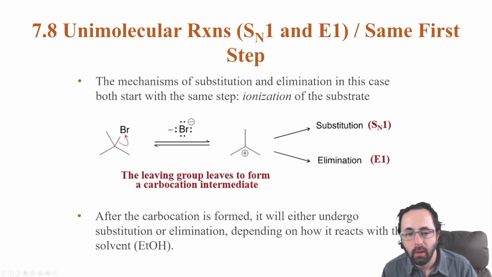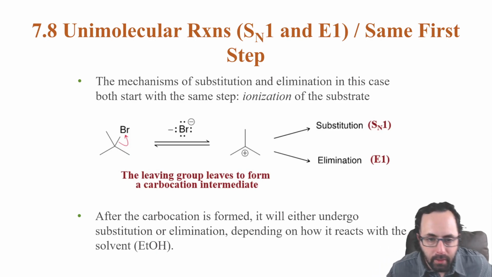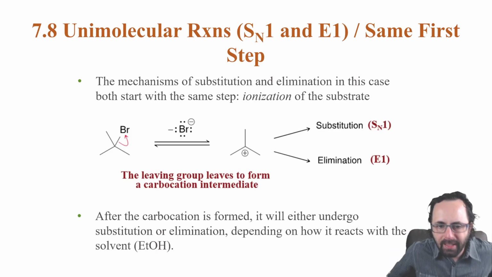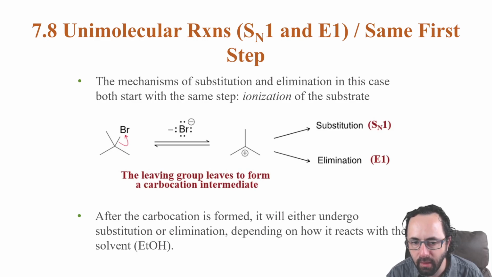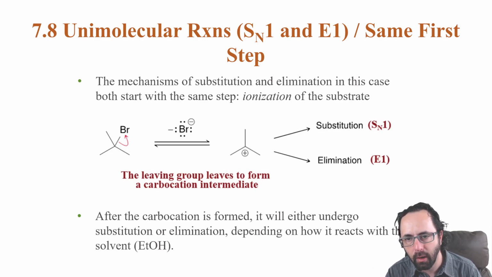Now, we've just covered the bimolecular reactions SN2 and E2. In those reactions, the rate limiting step is the collision of either the nucleophile or the base and the substrate. It's bimolecular. It depends on the concentration of both the nucleophile or base and the substrate.